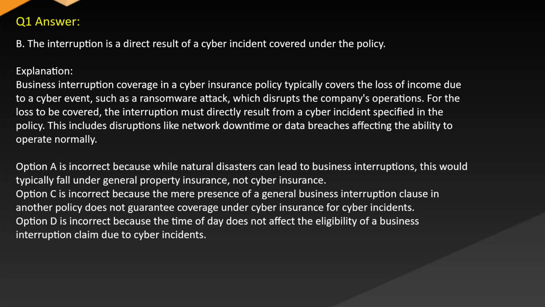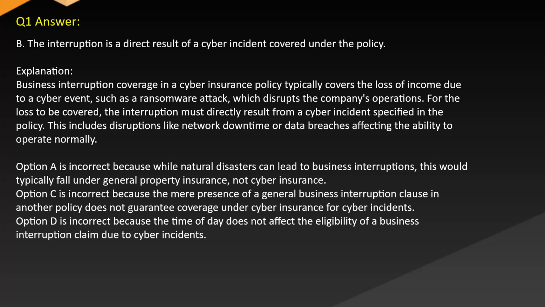Answer. B. The interruption is a direct result of a cyber incident covered under the policy. Explanation. Business interruption coverage in a cyber insurance policy typically covers the loss of income due to a cyber event, such as a ransomware attack which disrupts the company's operations. For the loss to be covered, the interruption must directly result from a cyber incident specified in the policy. This includes disruptions like network downtime or data breaches affecting the ability to operate normally.